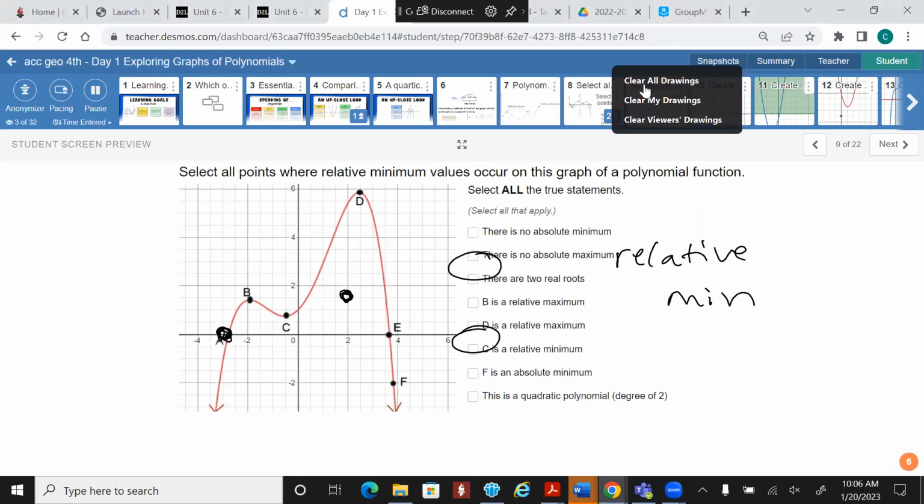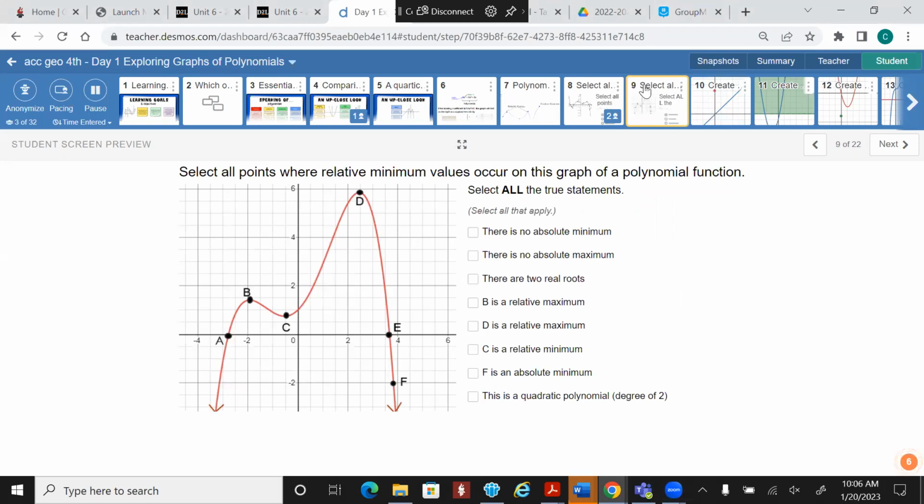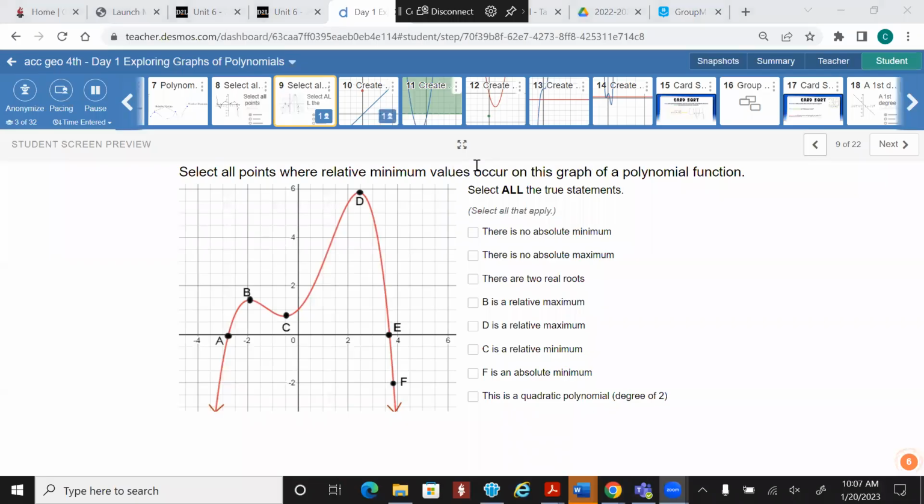All right, take a moment. Select all true statements. So read these statements over. All right. So is there an absolute minimum? No, because it keeps going on forever, right? So there is no absolute minimum. Yes, that's a little hard to explain. Okay. There is no absolute maximum. Is that a true statement? No, that's false, because we see D is right here, right? It doesn't go any higher than D.